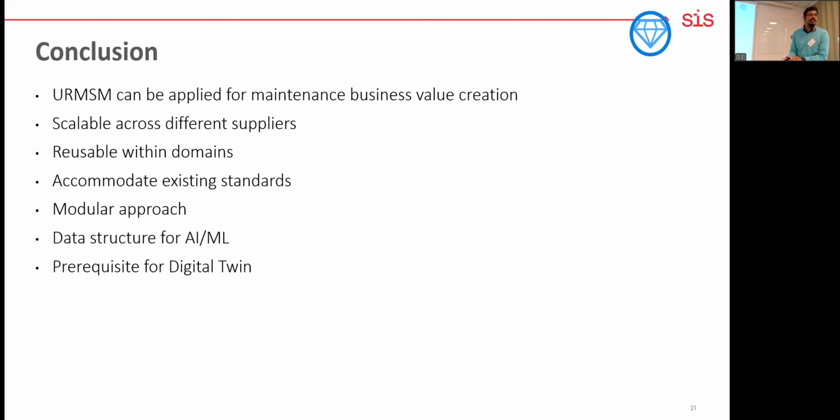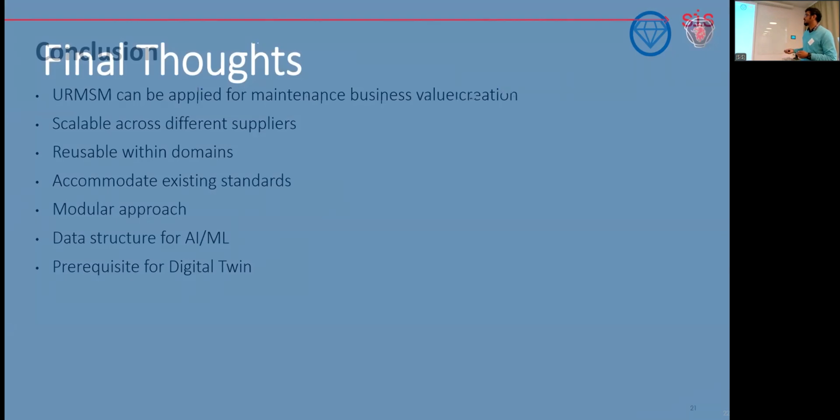And this also enables the utilization of AI and machine learning, because we need to understand the data first before applying it. It's garbage in, garbage out. So it's a prerequisite for our digital twin, the basis for our entire digital twin, so that we can make better decisions and create value for our business.